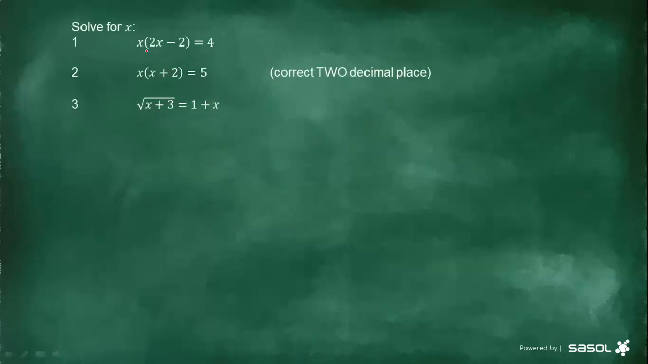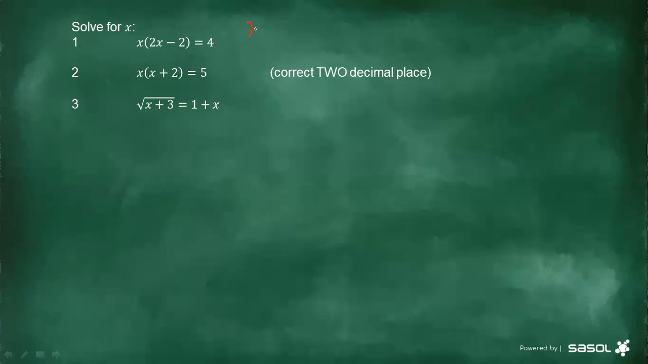All right, we still have another one where you have to solve for x: x into 2x minus 2 equals 4. Let me start with this one first and discuss it. The problem with this one is that learners, when they have to solve it, will just say x equals 4, or 2x minus 2 equals 4, and then solve for x, which is not correct. You'll only do that if it was 0 on the right-hand side.